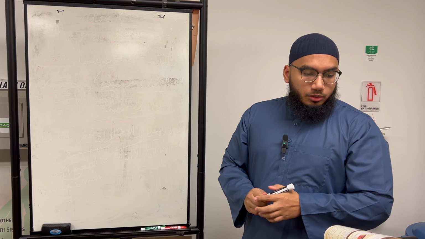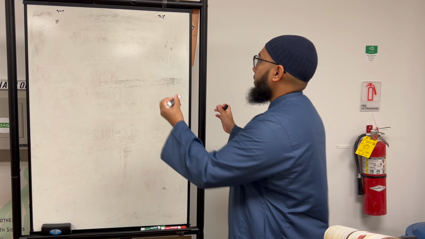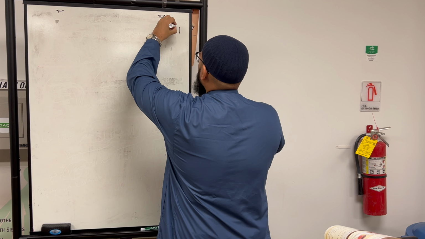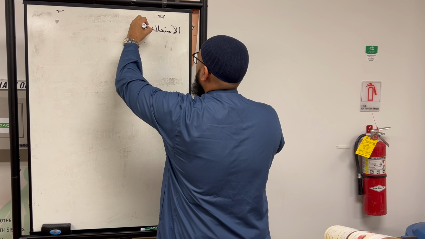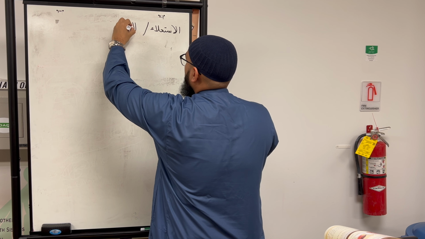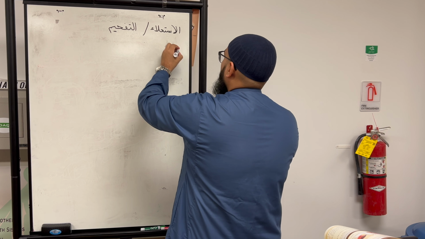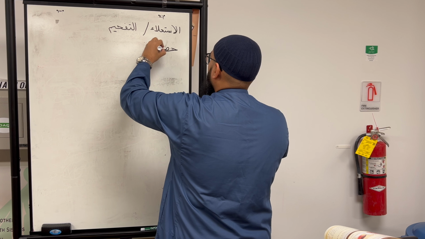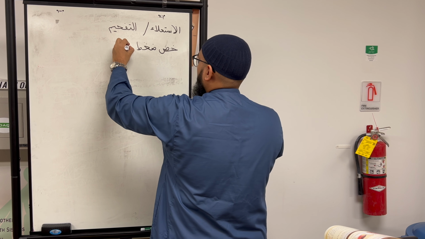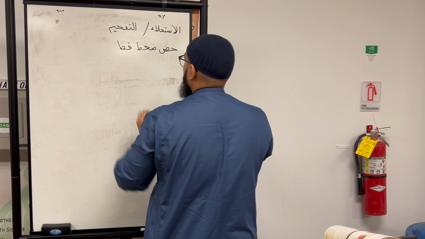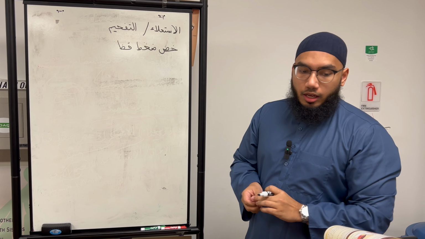All right, so now we've talked about tafkhim. You guys need to memorize the acronym. I'm going to put the acronym back up here. Al-isti'la / at-tafkhim, talking about full mouth, and the acronym is khussa ضغط قِض. Okay, these are very important. Now we're going to talk about levels of tafkhim.